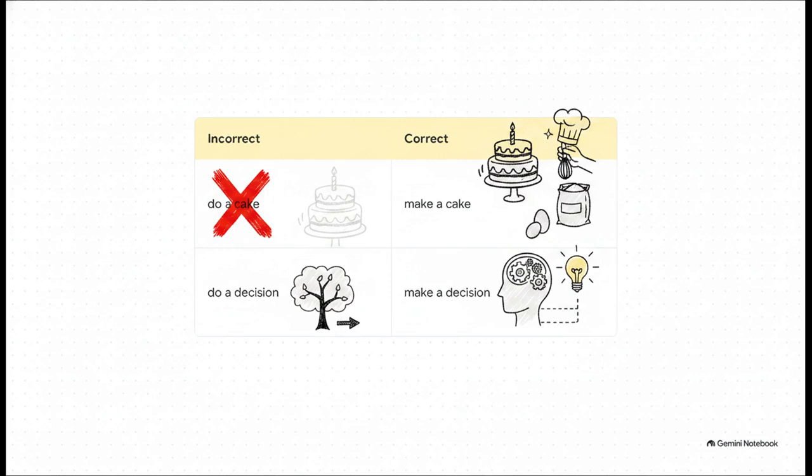And what's really fascinating here is how this rule handles both physical and abstract concepts. So saying do a cake or do a decision is completely wrong. A cake is a tangible product, right? You take flour and eggs and the final result is the cake.